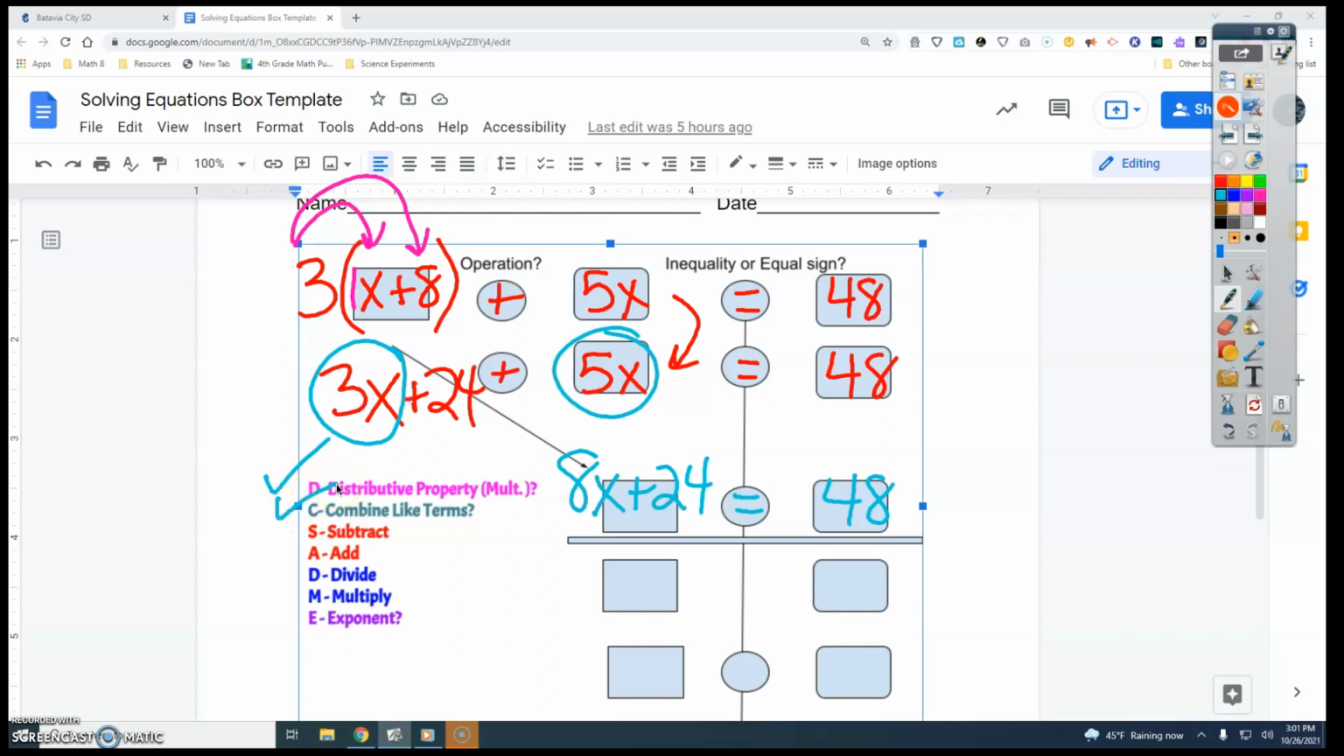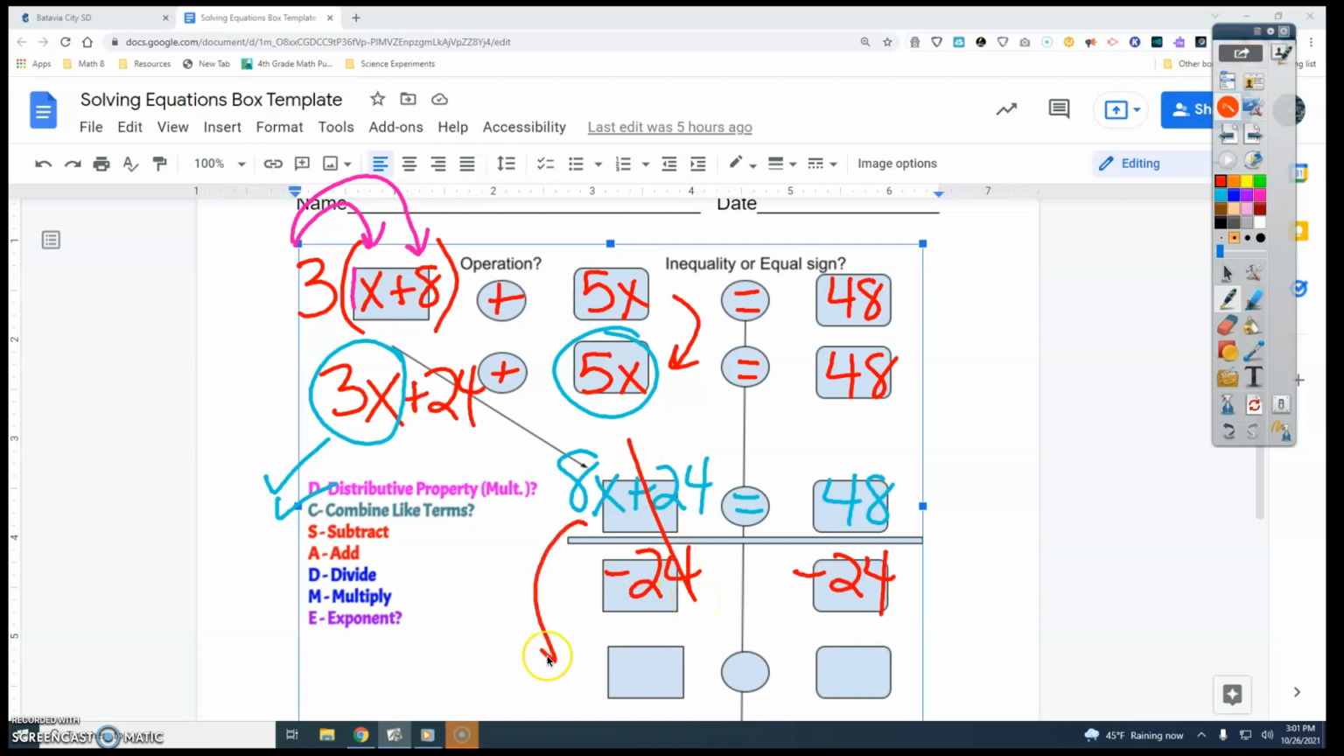Now, inverse operations. Subtraction and addition in red go hand in hand. They go together. So it looks like I have plus 24. So what's the opposite of adding 24? Well, yes, it's subtraction. So I'm going to subtract 24 from both sides. And when I subtract 24 from both sides, this creates a zero pair. These cancel out, right?